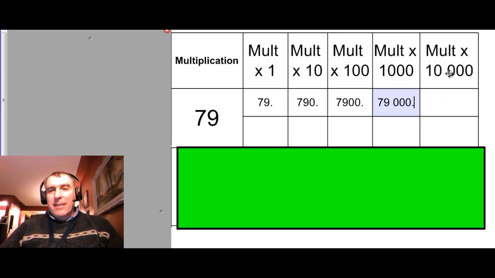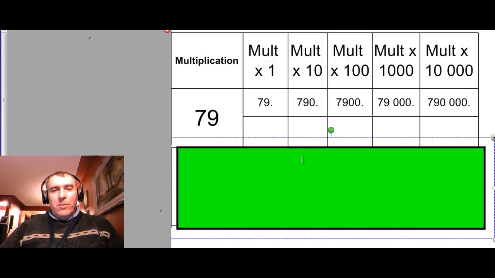So multiplying by 10,000, we count the zeros. 1, 2, 3, 4. So you're going to start with your original number of 79, and then you're going to add those 4 zeros. So 1 0, and then we got 1, 2, 3 more to go. And then our invisible decimal point goes on the end. So we get 790,000.